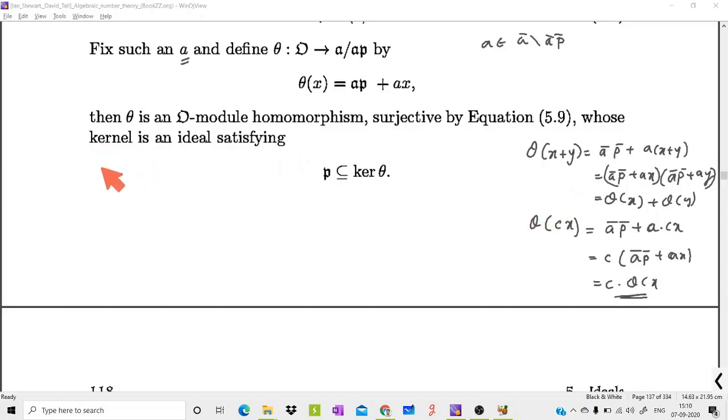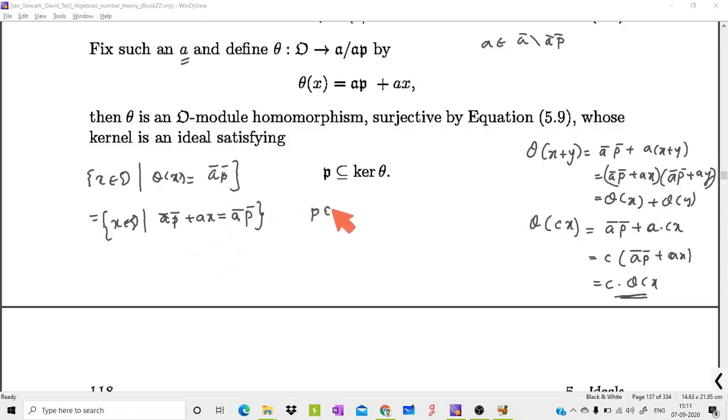Now you can write the kernel of theta from O to A by AP. The kernel is defined as the set of all x belonging to O such that theta of x equals the identity element. The identity element of A by P is AP. So this is the set of all x belonging to O such that theta of x, defined as AP plus AX, equals AP. This is the kernel.